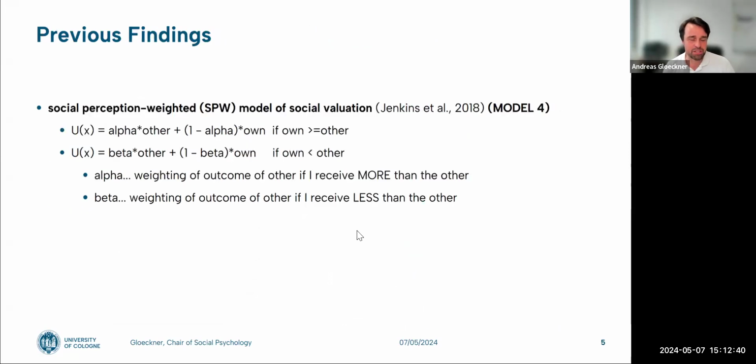What is this model by Jenkins about? It's basically a very simple utility model of giving, which differentiates between 2 situations. In the upper situation here, if you receive more than the other in such a task, then you have a parameter alpha, which gives some weight to your outcome and the rest to the other. And you have some situation B in which you receive less than the other. So you are behind, basically. And then you have a parameter beta, which gives some weight to the outcome of the other. So a very simple model, with 2 parameters.